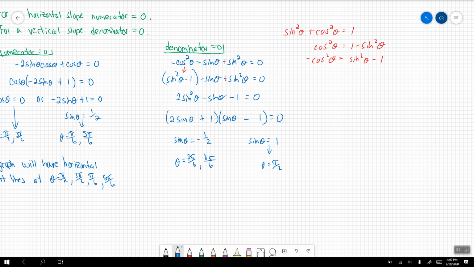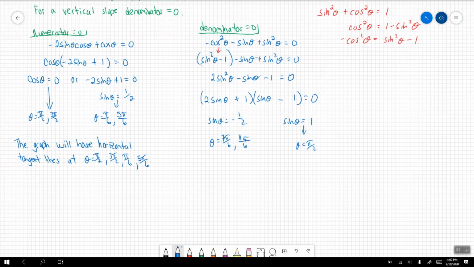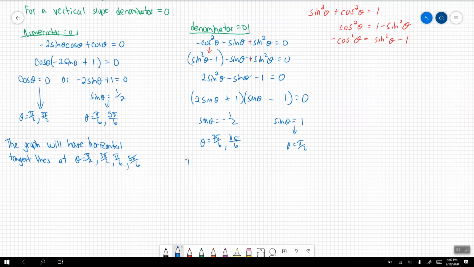There we are. Now that I have these angles, I can see where we're going to have these vertical tangents. The graph will have vertical tangent lines at theta is equal to 7 pi 6, 11 pi 6, and pi halves.